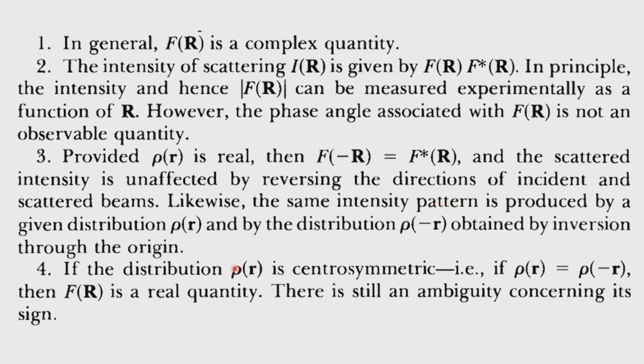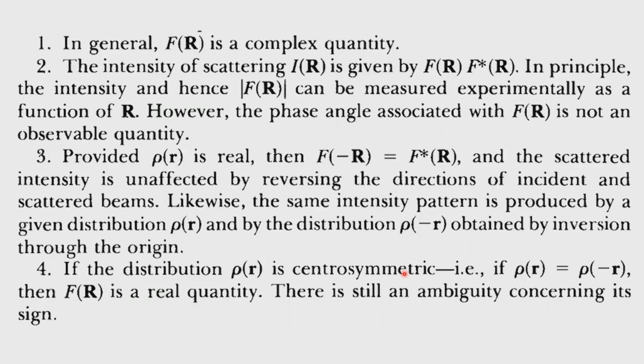So that is what is written here: if the distribution rho of r is center symmetric, if rho of r is equal to rho of minus r, let us say in P1 bar, then f of r is a real quantity. This again we will now refer to in the Argand diagram, where we will represent what happens when there is a center of symmetry and what happens when there is no inversion center, and that is something which we probably will take up in the next class.